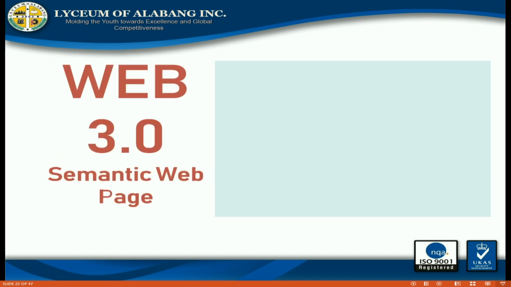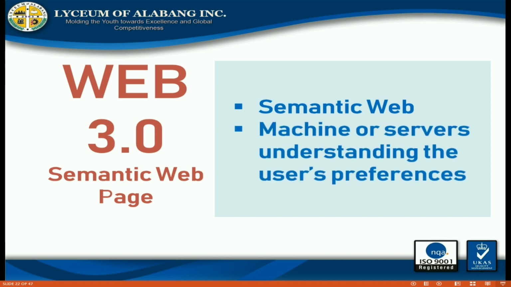Web 3.0, or the semantic web page. Semantic web: machines or servers understanding the user's preferences. This platform is all about the semantic web.